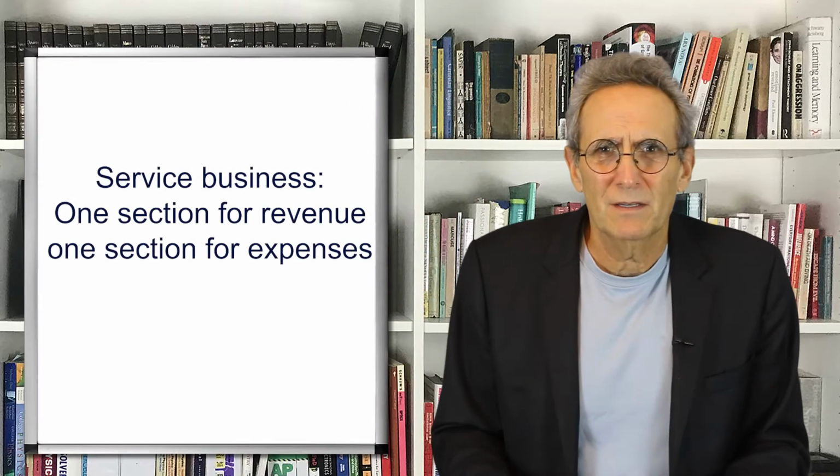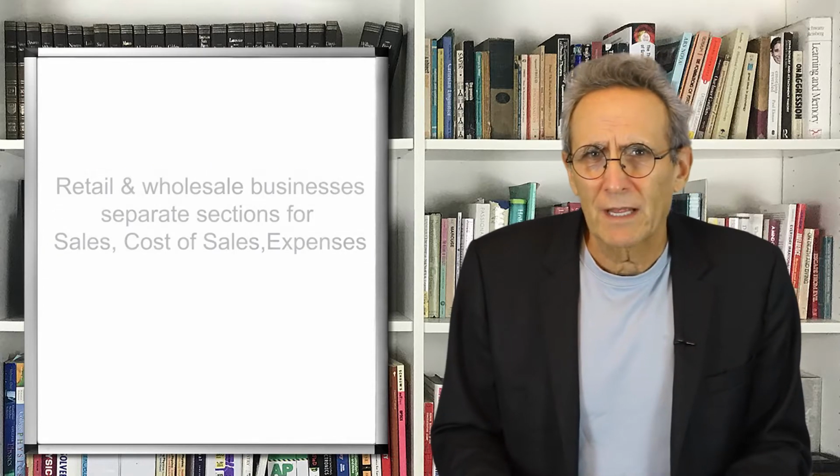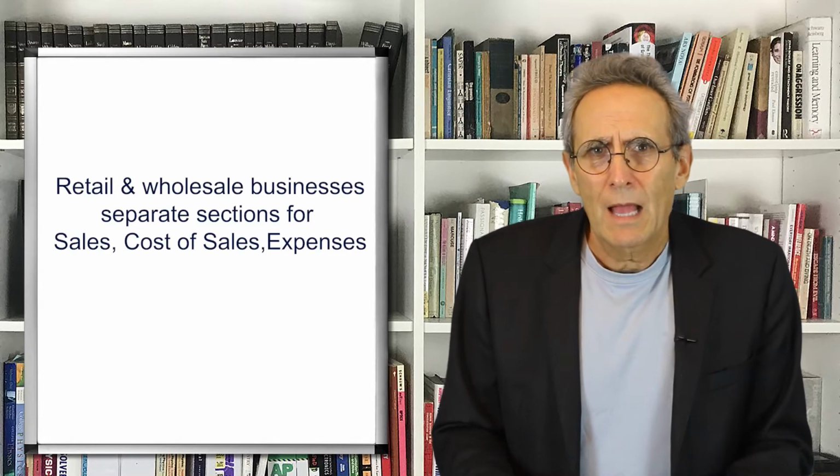A simple service business income statement usually is divided into two sections, one for income and one for expenses. Retail and wholesale businesses usually show sales, cost of goods sold, and gross profit together with other expenses shown separately. Manufacturing companies follow a similar format but may separate marketing from general and administrative expenses.